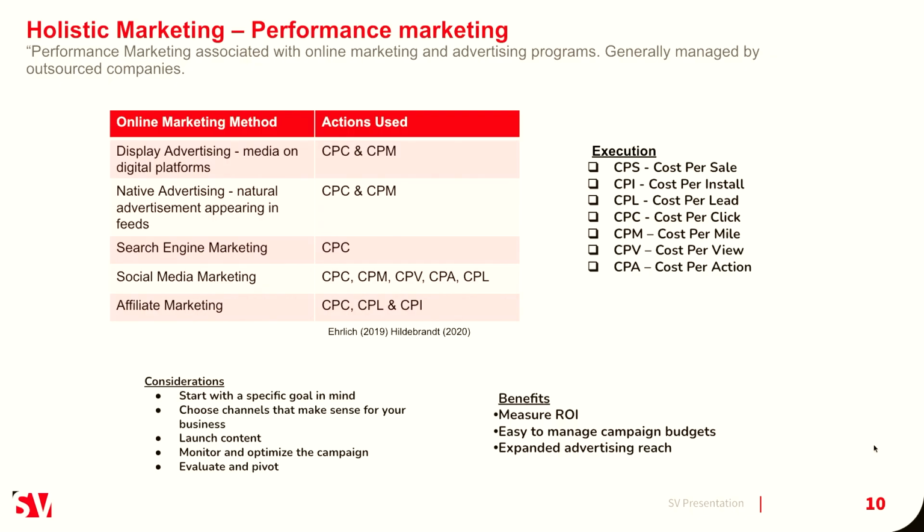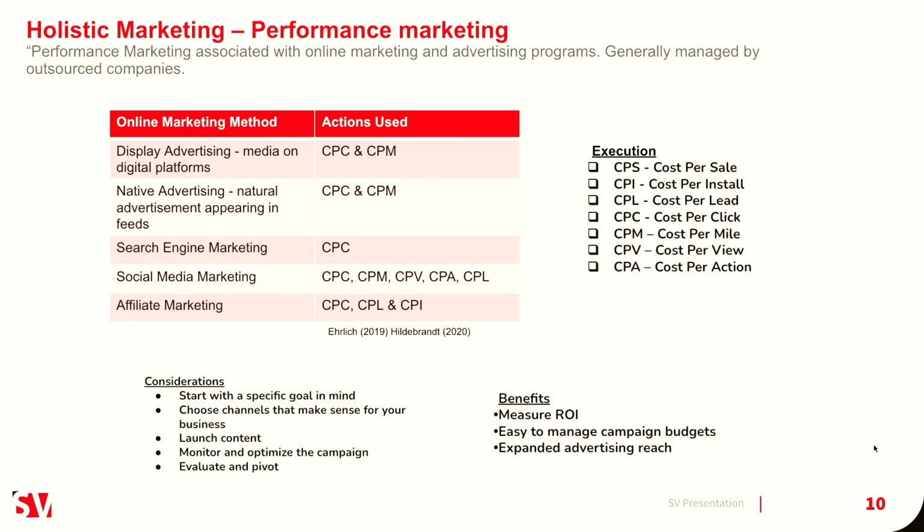How to do performance marketing? You need to start with a specific goal in mind. For example, you may wish to attract traffic to a specific advertisement online. Choose the channels that make sense for your business, whether that be social media, landing pages, etc. Launch the content and monitor and optimize the campaign. You evaluate what has happened and pivot as necessary.